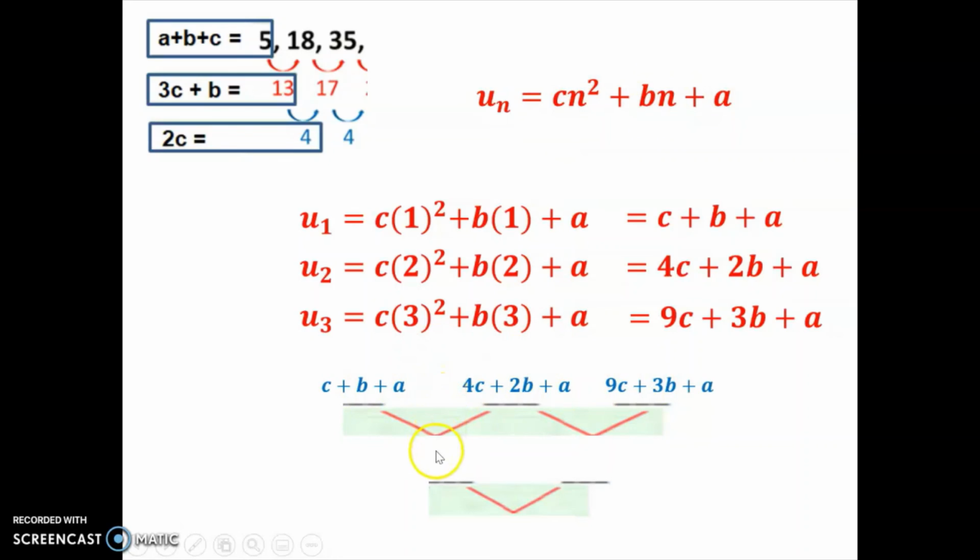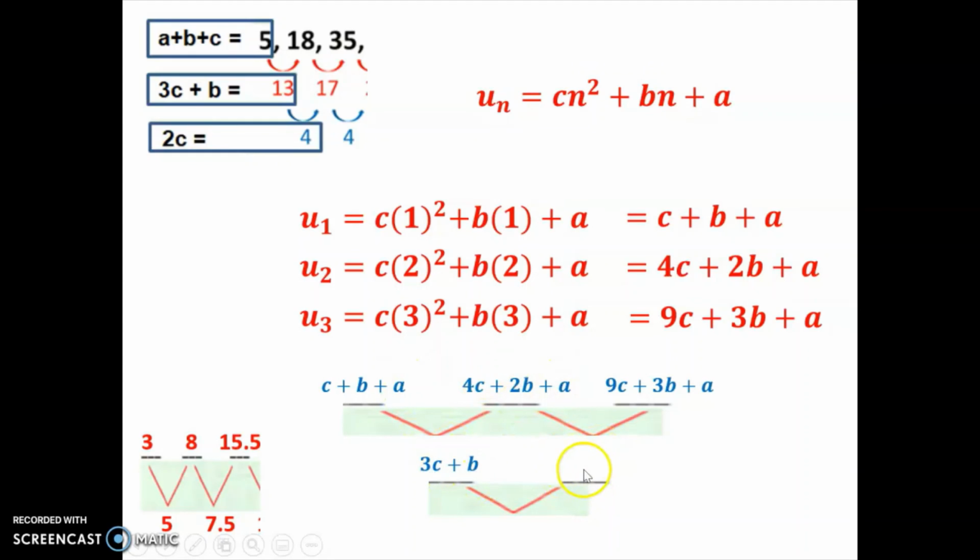Now, go down to the second difference. The first difference right here. And remember, again, when we find the first difference, to find this number down here, we always do this second term minus the first. So find this one right here. What would this minus this come out to be? I hope you got 3c plus b. Why? Because when we do this minus this, we're doing 4c minus c, which is 3c. We're doing 2b minus b, which is b. And we're doing a minus a, which cancels. So we're left with this.